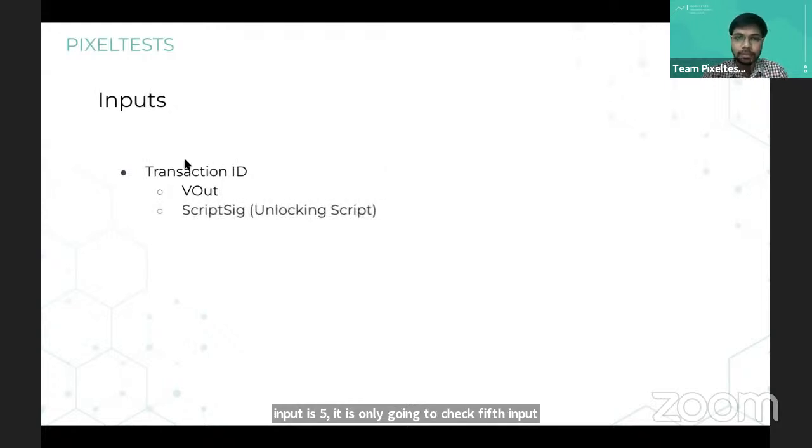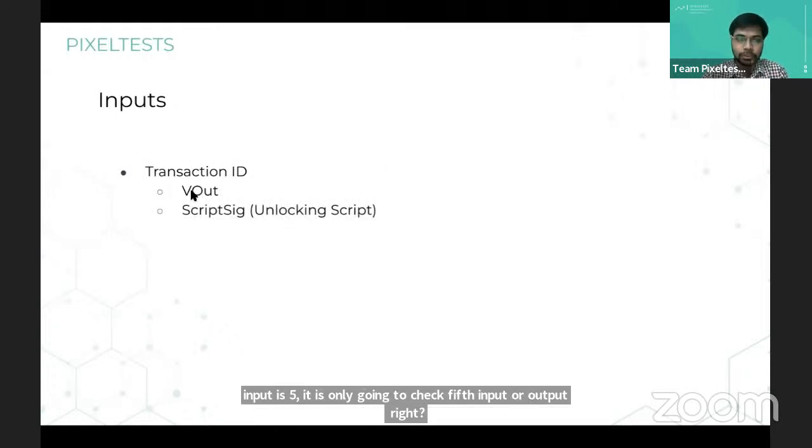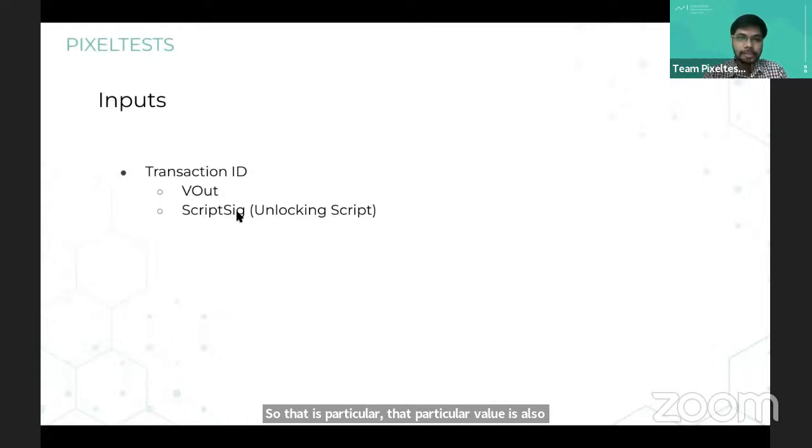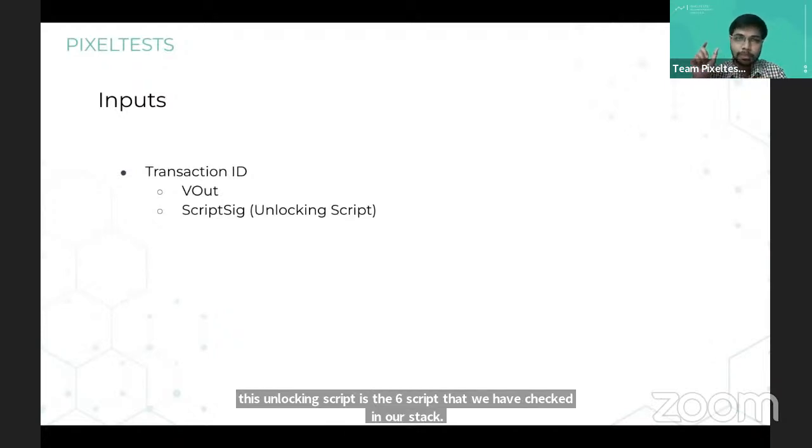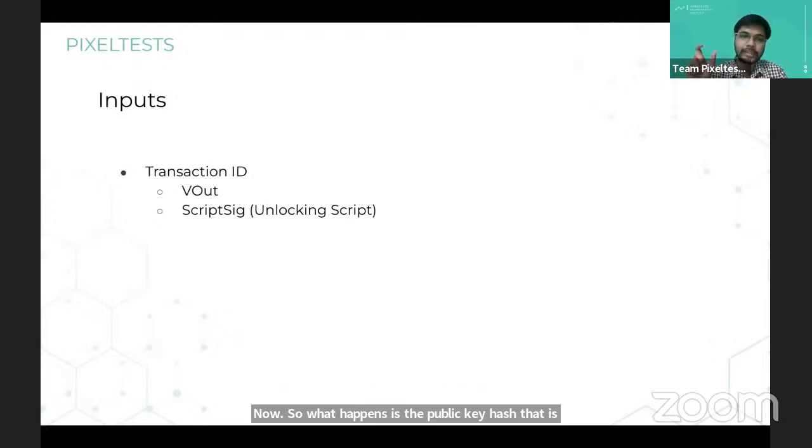So that particular value is also there, and there is an unlocking script, right? So this unlocking script is the SIG script that we have checked in our stack now. So what happens is the public key hash that is specified in the output and the script signature have to correspond with each other, right?